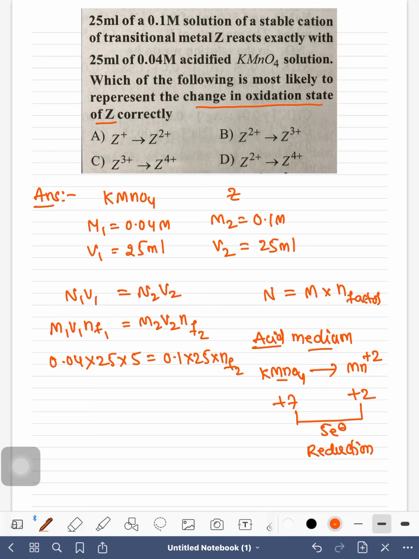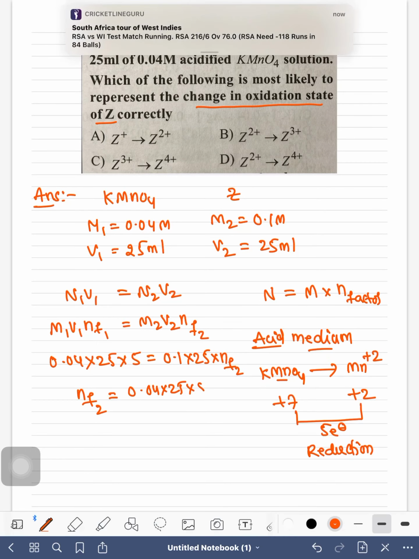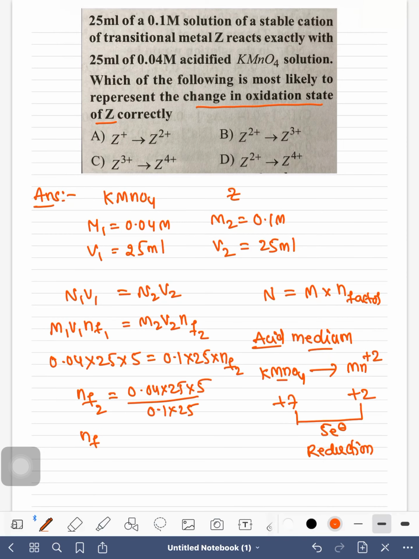that is Z. Then N factor of Z equals 0.04 into 25 into 5 by 0.1 into 25. Then N factor of Z equals 2. Number of electrons transferred is 2. Z must undergo oxidation.